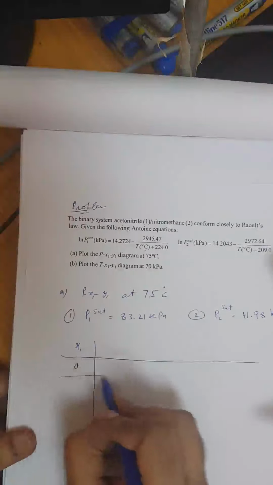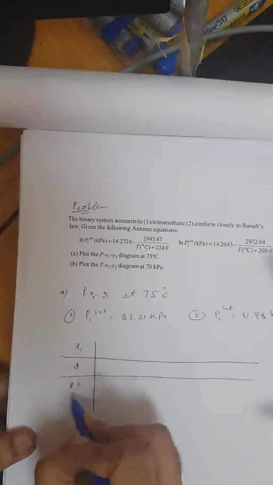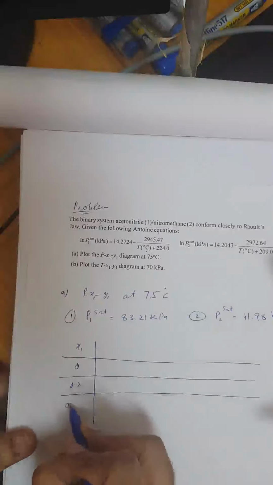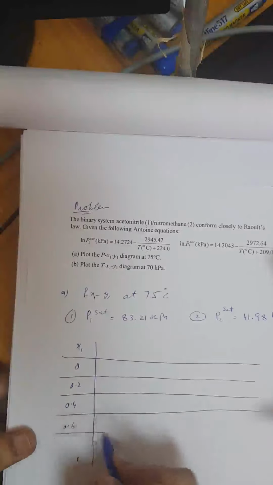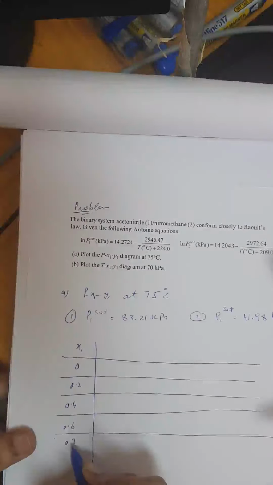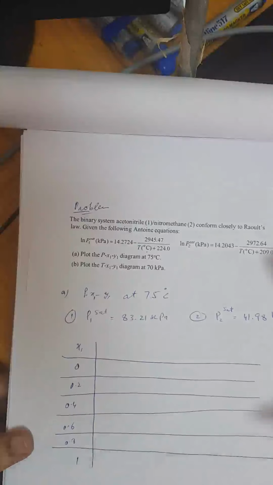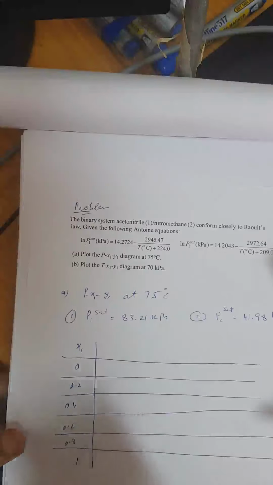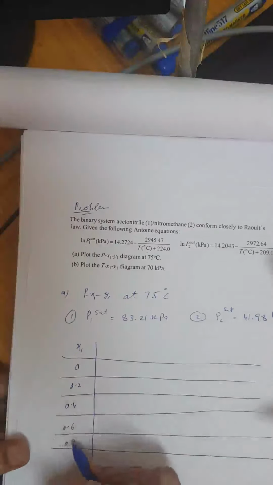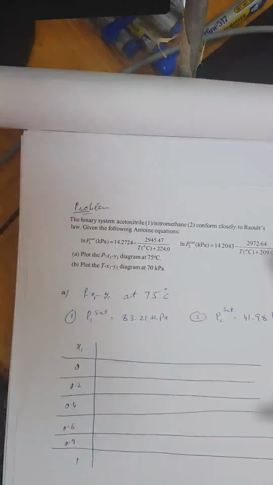So 0, 0.2, 0.4, 0.6, 0.8 and 1. If you like, you can take more values, 0.0, 0.1, 0.2, 0.3, 0.4, but you can save time. At least minimum, you have to give me the solution in the exam with the 4 intervals like 0.2, 0.4, 0.6, 0.8.